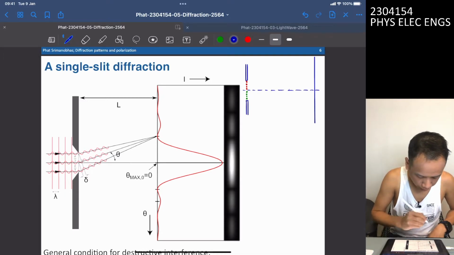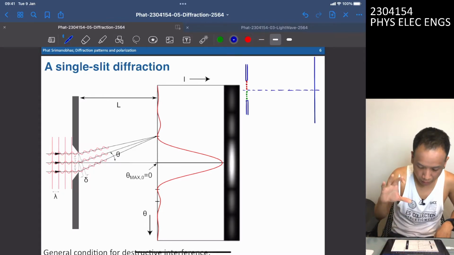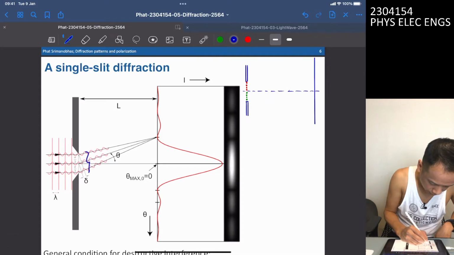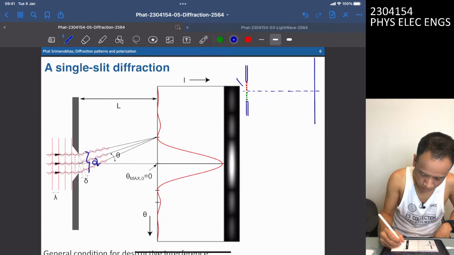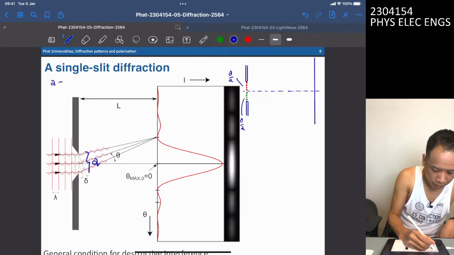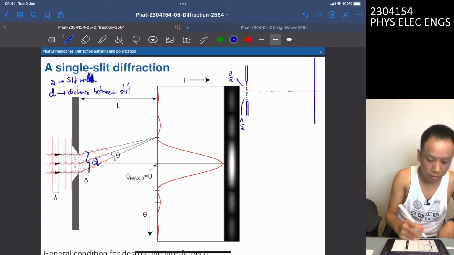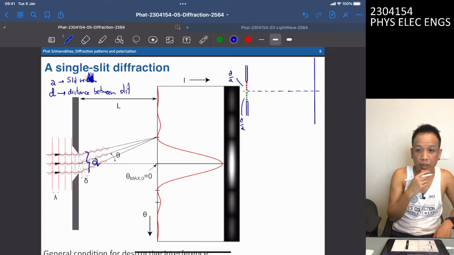The size of the slit is A, so half of that is A over 2, and this is A over 2. I use A for the slit width, and I use D for the distance between slits. This is the parameter that is used in the survey, so I try to follow this one.